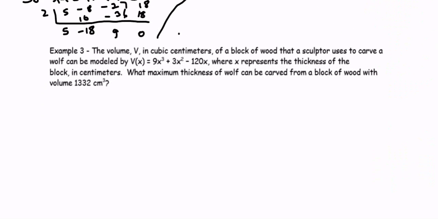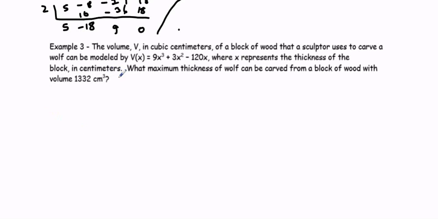Okay, last one. Sorry that this is taking so long. The volume V in cubic centimeters of a block of wood that a sculptor uses to carve a wolf can be modeled by this volume equation, where x represents the thickness of the block in centimeters. It's asking what maximum thickness of wolf can be carved from a block of wood with a volume of 1,332 centimeters cubed. Well, that's going to be my volume. So I'm going to substitute 1,332 into my volume formula. I am going to, of course, rearrange.